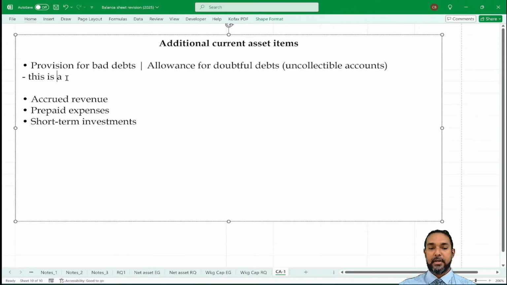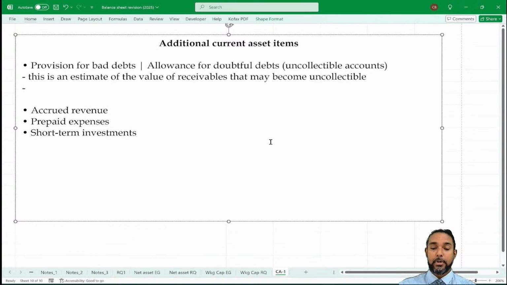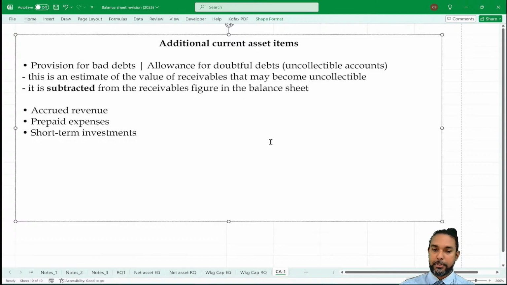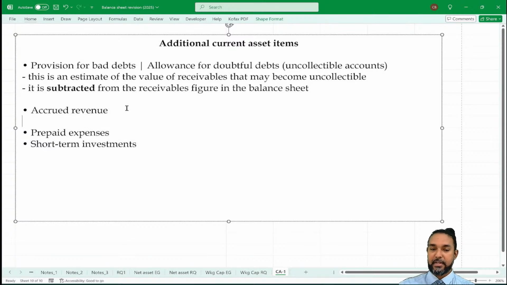So this is an estimate of the value of receivables that may become uncollectible. And more importantly, it is subtracted from the receivables figure in the balance sheet. Long story short. Okay, so all that to say that, right?